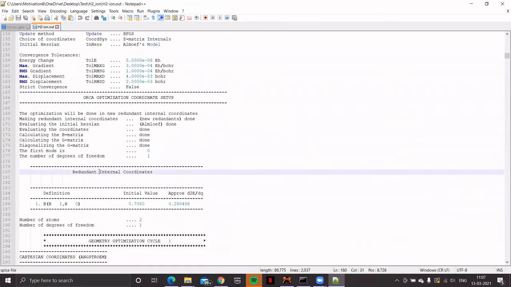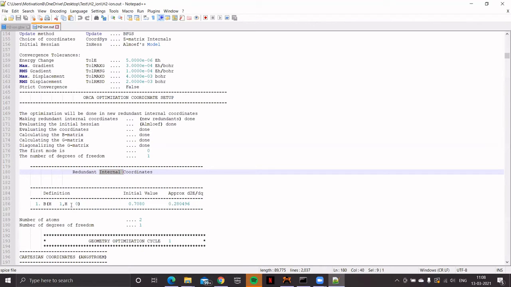Then internal coordinates. Remember, in the last lecture we discussed this. The number of bonds will be n minus 1, the number of angles will be n minus 2, and the number of dihedral angles will be n minus 3. Here the number of atoms is 2, so the number of bonds will be only 1, that is 2 minus 1. No bond angle, no dihedral angle, only the bond length between one atom and another. In ORCA there's one thing you have to remember. In most software the numbering starts from 1, 2, 3, 4, but in ORCA the numbering always starts from 0.